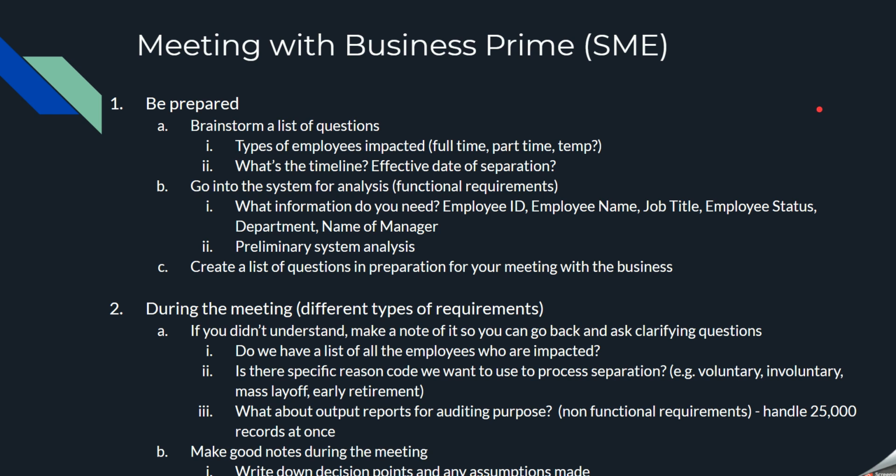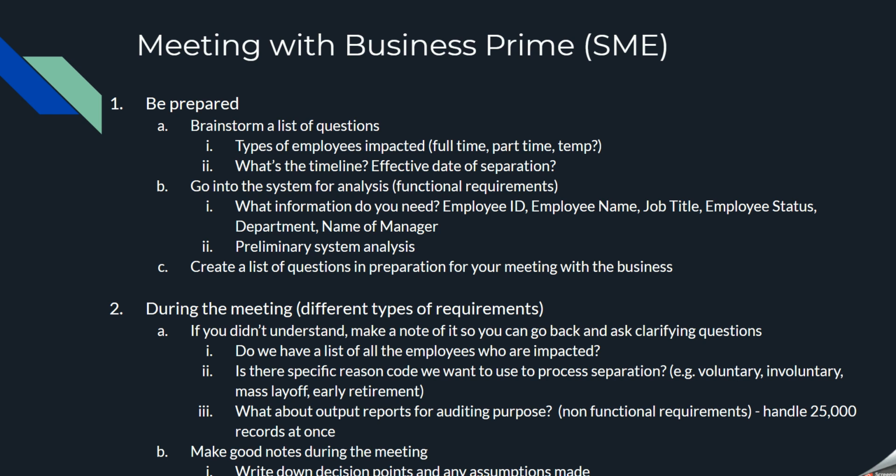And you can also make a note about non-functional requirements, which is an ability for this new automated program to handle and process 25,000 records at once, right? So maybe the business is asking you to build a program in their system where if they provide you with an Excel spreadsheet of all of the 25,000 employees that are identified, the program should just be able to handle all 25,000 records at once, and that would be considered a non-functional requirement, right?